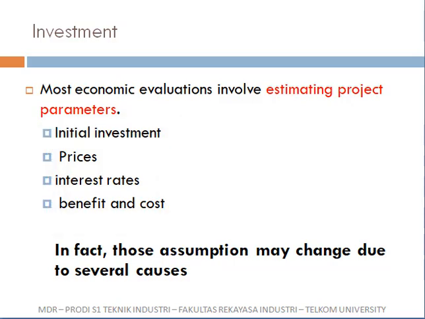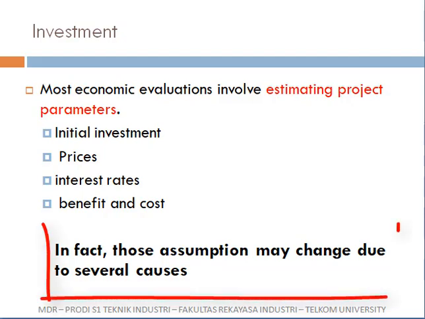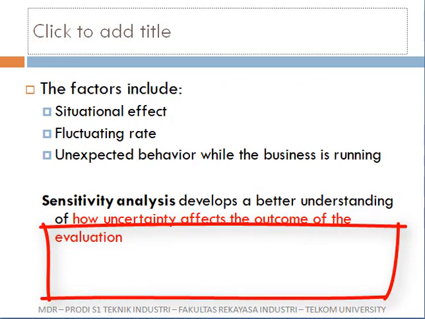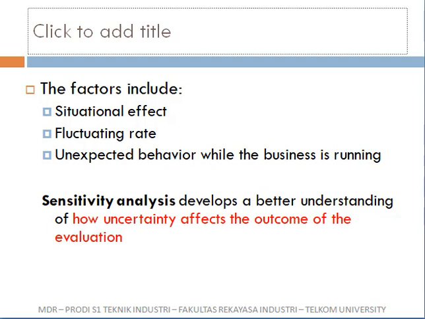And in fact, those assumptions may change due to several causes. The factors that may change the parameter include situational effects and fluctuating rates, for example, inflation rate, exchange rate, and unexpected behavior while the business is running. Sensitivity analysis develops a better understanding of how uncertainty affects the outcome of the evaluations.